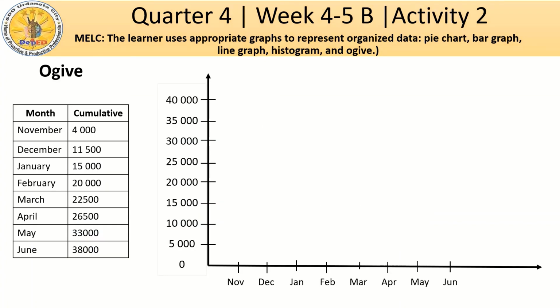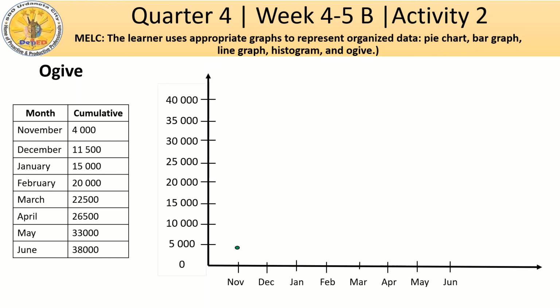Let's construct our ogive. Here we have the y-axis, which is the cumulative frequencies, and here we have the group, which is the month of the year from November to June. We also have the cumulative frequency distribution table. Let's start with November, where we have 4,000. Since our frequency is marked by 5,000 and November has only 4,000, we're not going to reach 5,000. It's just below 5,000 for November.